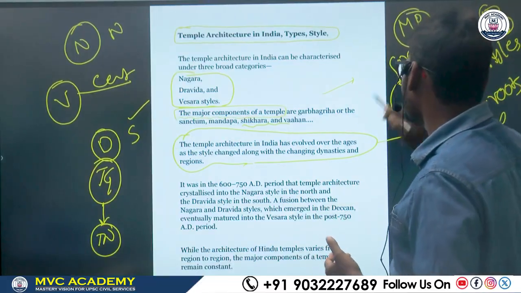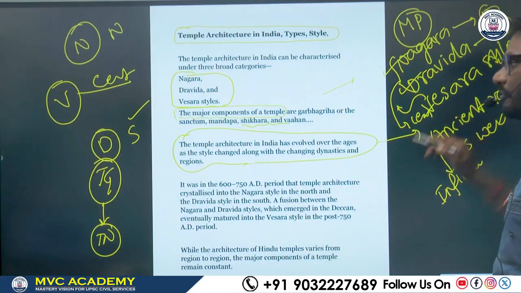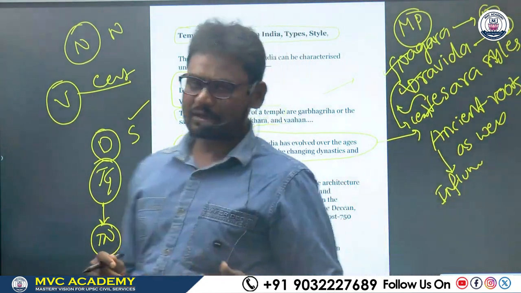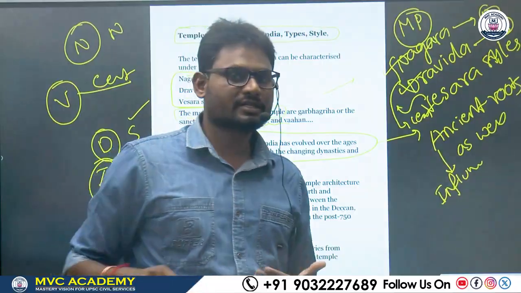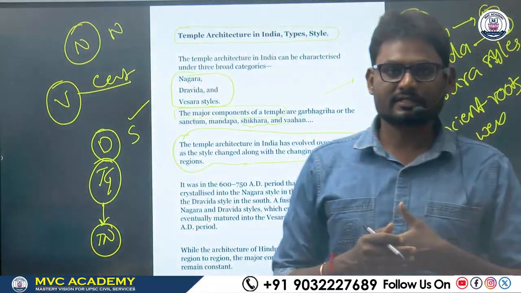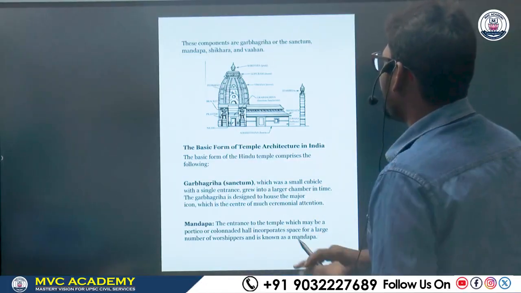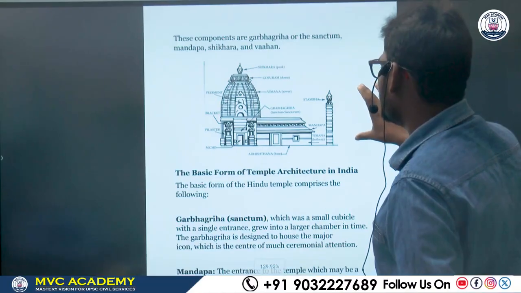So three types of styles we have: Nagara, Dravida and Vesara. Nagara style can be seen in northern India, Dravidian style in southern India, and Vesara style in the central part of India. Next, let us discuss the components here.